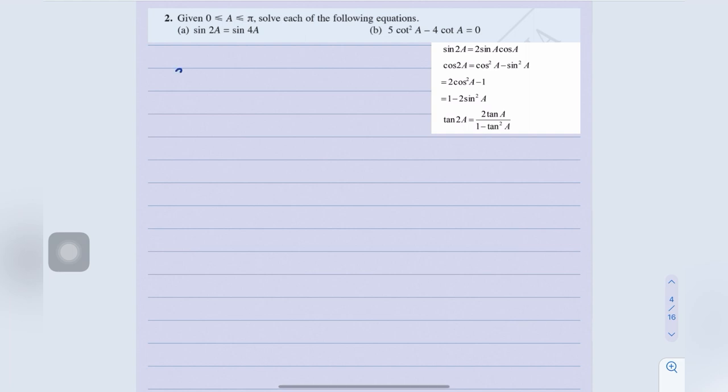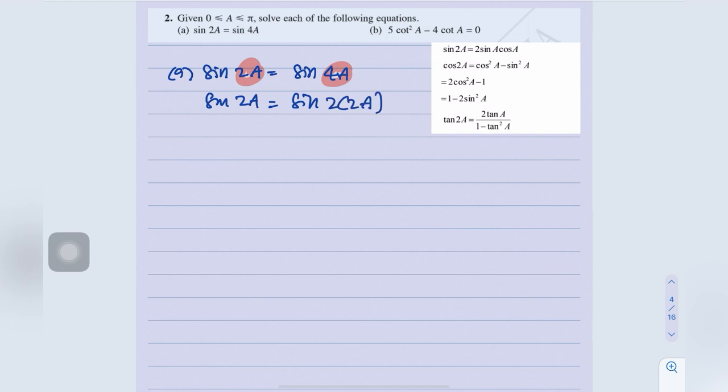Question A, sine 2A equals sine 4A. Okay, the angles are not uniform. Okay, so now we can convert sine 4A to sine 2 times 2A. Okay, so by using the double angle formula for sine, this one is 2 sine 2A cos 2A. Okay, then all this bring to the left.